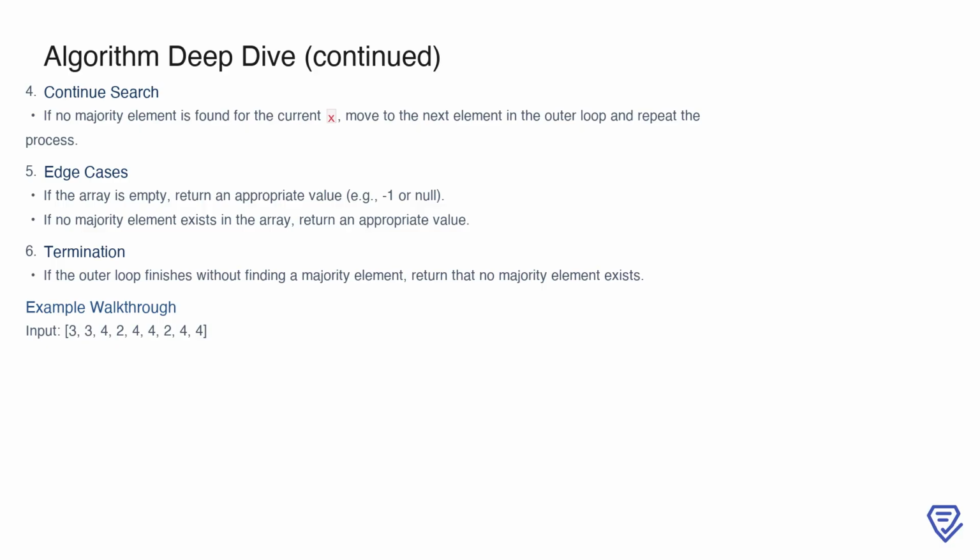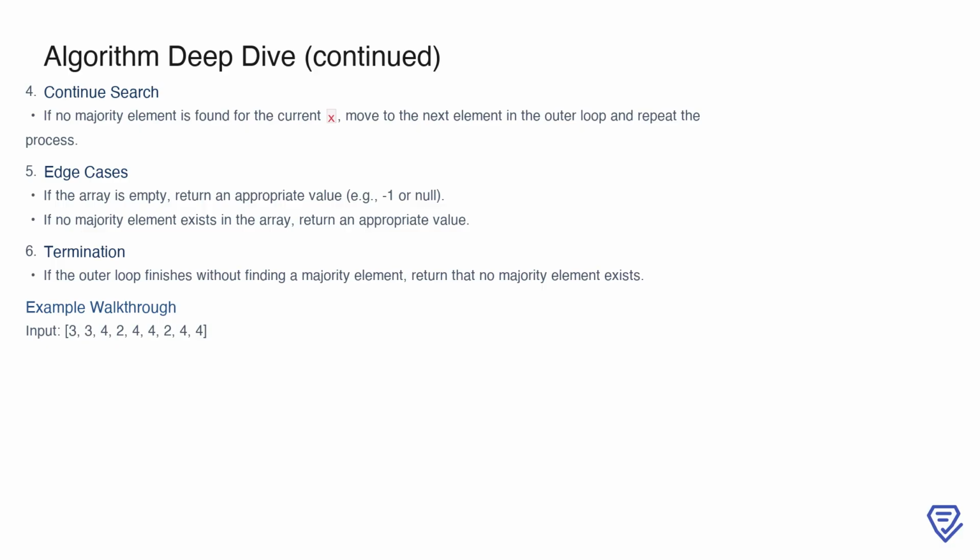It's important to consider edge cases when implementing this approach. For example, if the array is empty, the algorithm should return a value indicating that no majority element exists, such as -1 or null. Similarly, if no element meets the majority condition in the entire array, we must ensure the algorithm correctly signals this outcome. The process terminates when the outer loop has iterated through all elements without finding a majority.